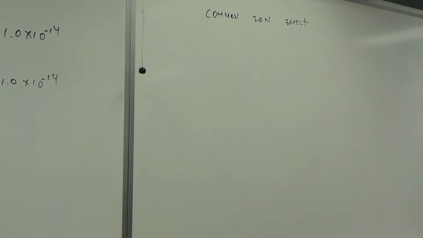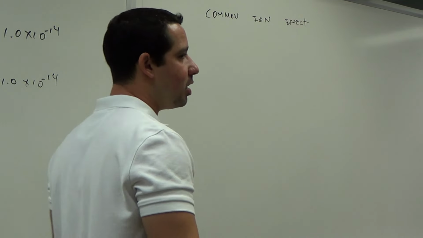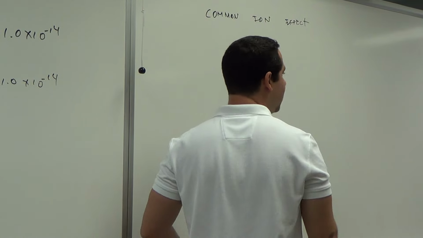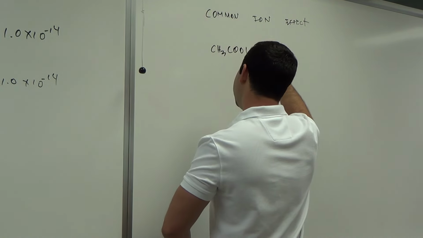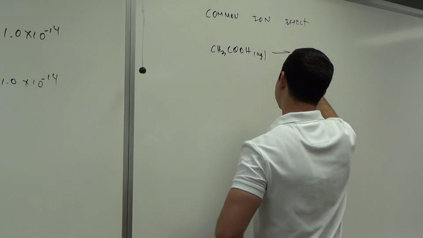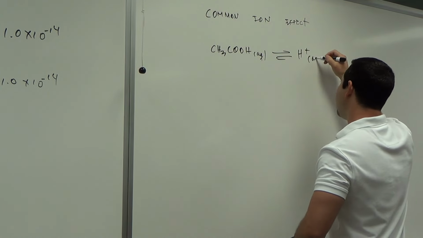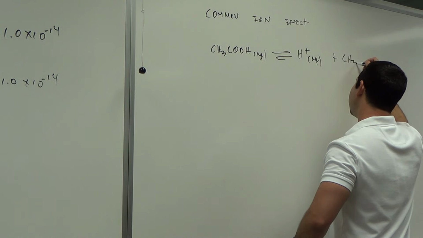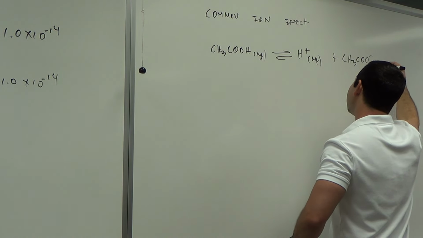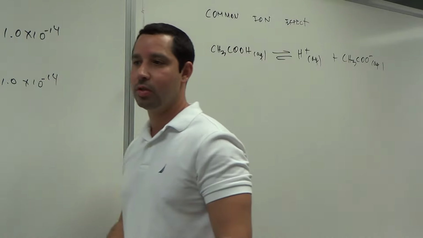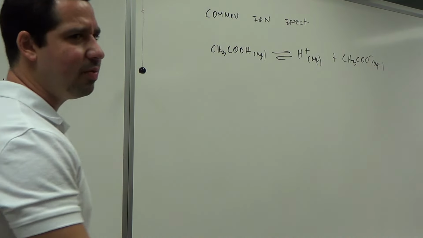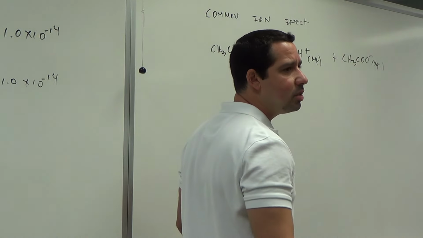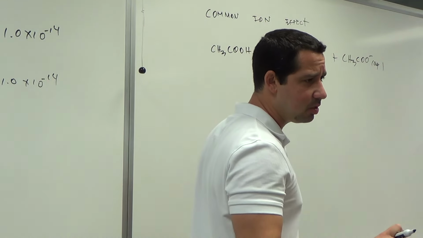The common ion effect says that when you add a common ion, solubility decreases. So here is acetic acid, and here is what it dissociates into. And by the way, I said it decreases solubility, yes?